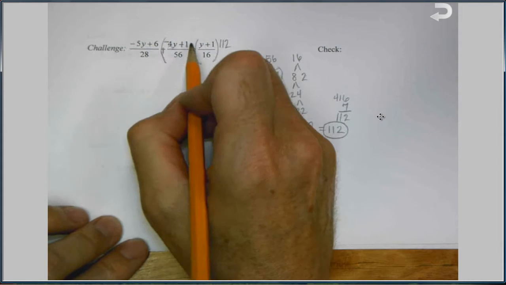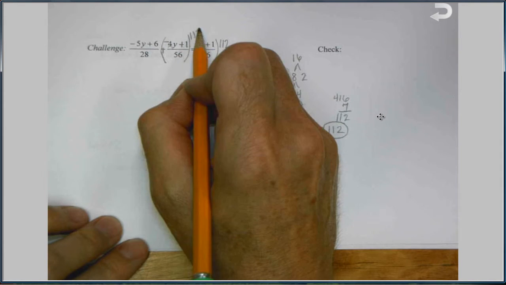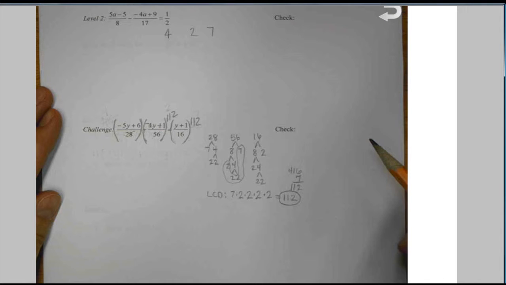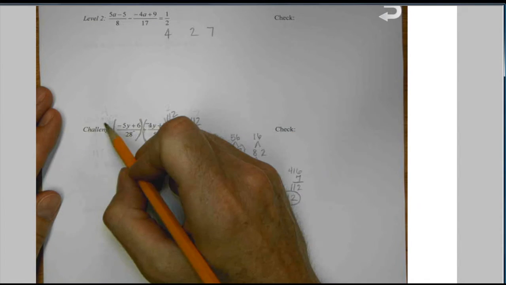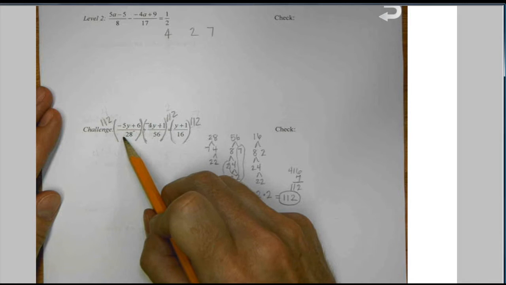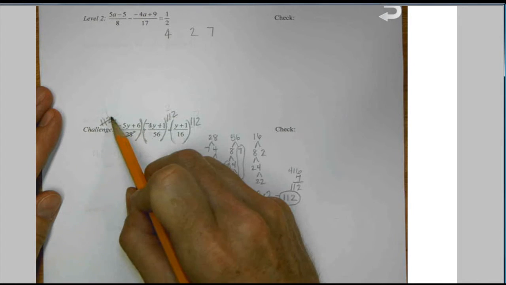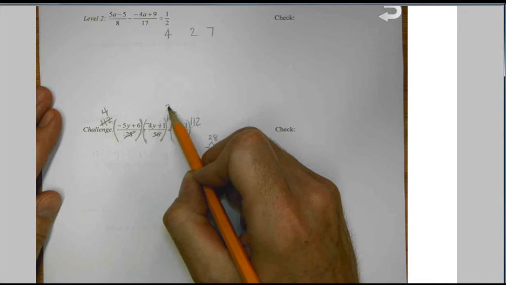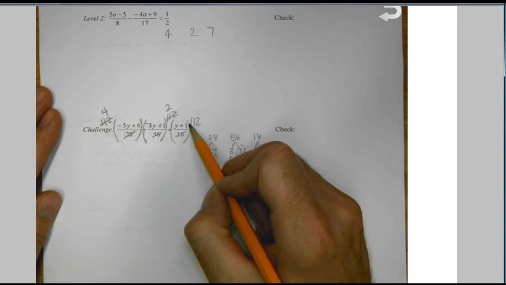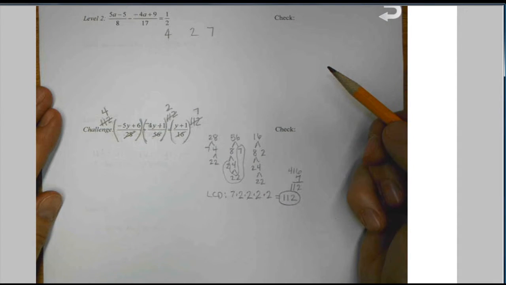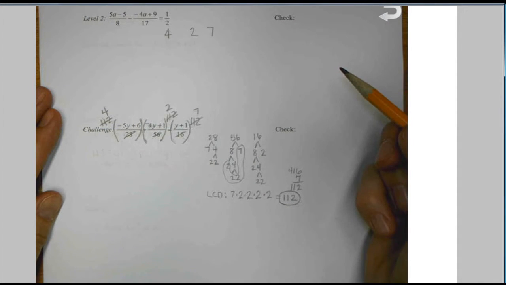This term, of course, will be multiplied by 112, as will the first term, and 112 on the first term. Then I reduce each. 28 goes into 112 4 times, 56 goes into 112 2 times, 16 goes into 112 7 times. And now my fractions are gone and I can rewrite my problem.